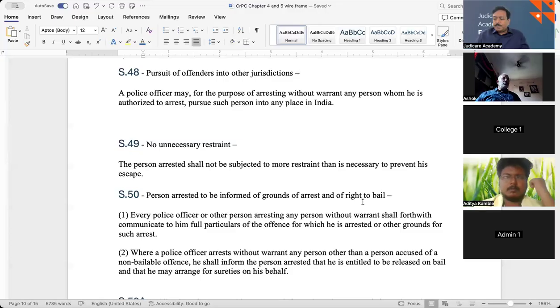Coming to the key provisions for section 48. This gives access to the police officers across the country. It's a geographical flexibility which is given to the police under section 48. It is effective law enforcement. It is a prevention of evasion again, and it's a uniform application of law irrespective of being cross-jurisdictional pursuits.